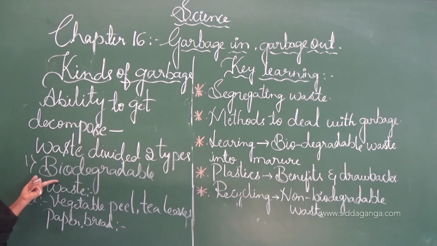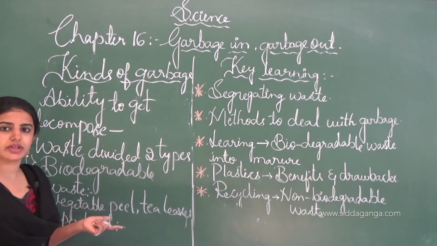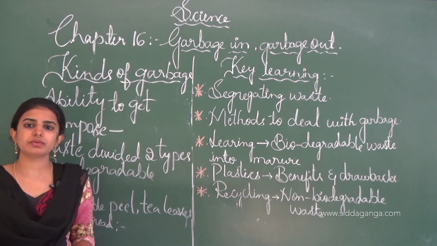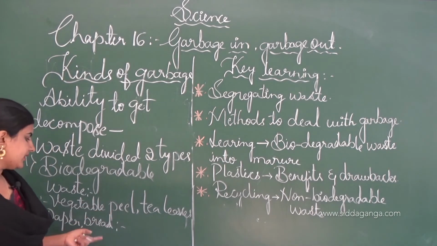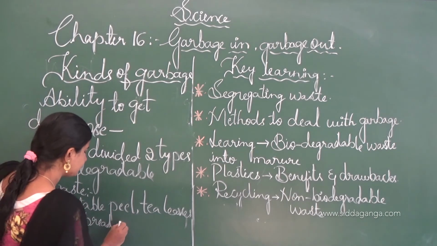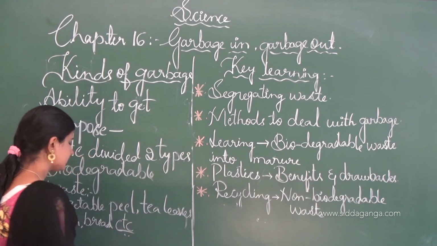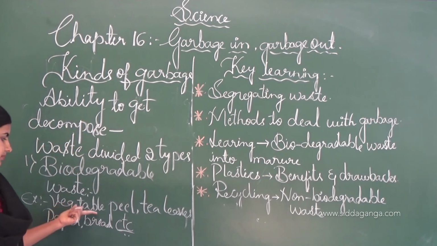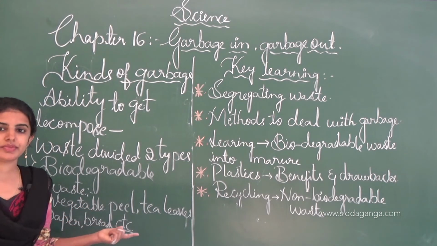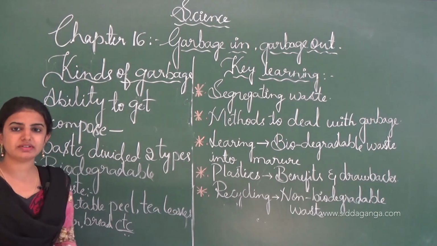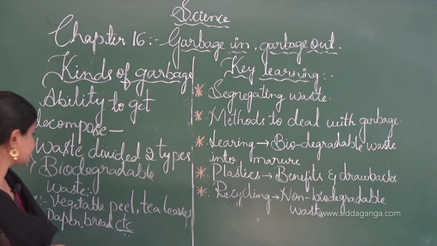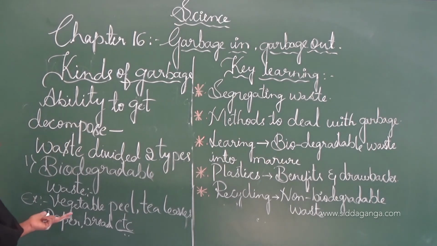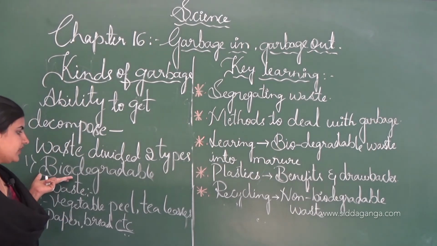See, biodegradable wastes are those wastes which microorganisms act on, and when the microorganisms act on such waste like vegetable peel, tea leaves, paper, bread, etc., they decompose the complex substance like a vegetable peel and make it into a simpler substance, and this can be used for the growing of plants. And such a waste is called biodegradable waste.